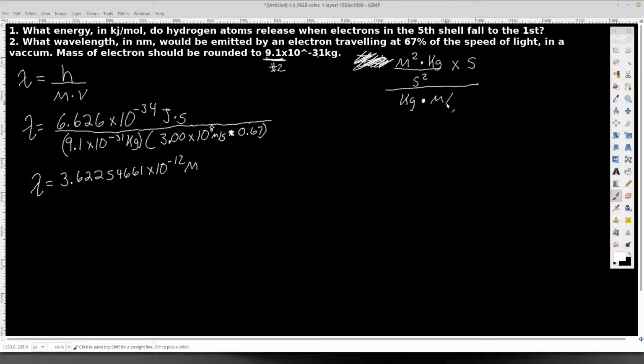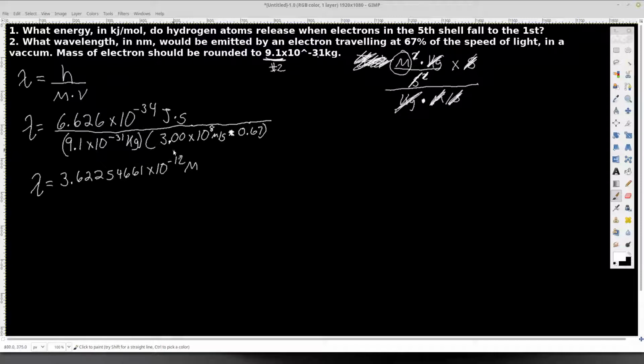Meters per second. Well, if you look at this, we have kilograms canceling out kilograms. We have this second canceling out this second, and then this second is going to cancel out that second, and one of these meters is going to cancel out one of these meters, leaving us with nothing but meters. That's how that proves that that is our wavelength unit here. So that also lets us know that we set this up correctly.